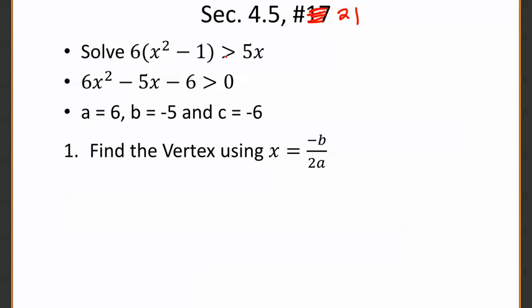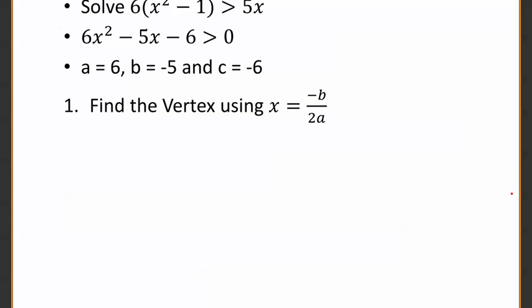So first thing we want to do is use our distributive property, 6 times x squared, 6x squared, 6 times -1 is -6, and bring this 5x over to the left-hand side by subtracting. So that gives us 6x squared minus 5x minus 6 is greater than 0. So we want to find the solutions for that inequality.